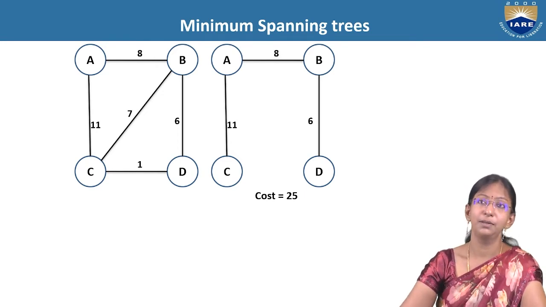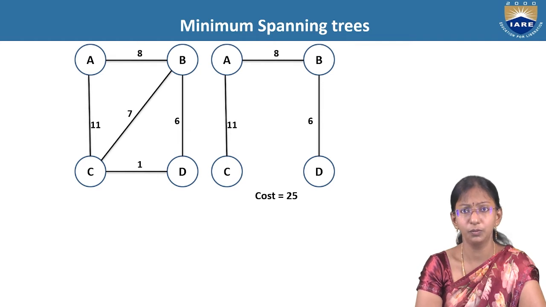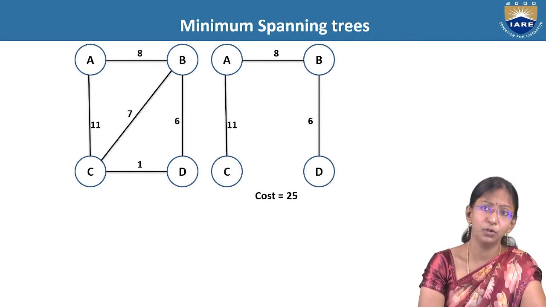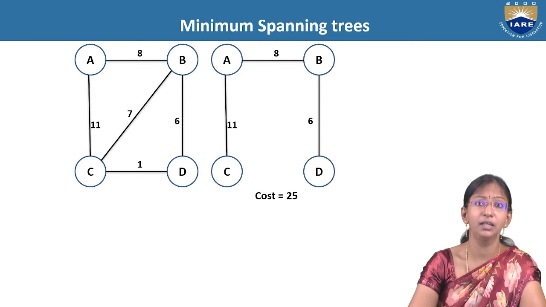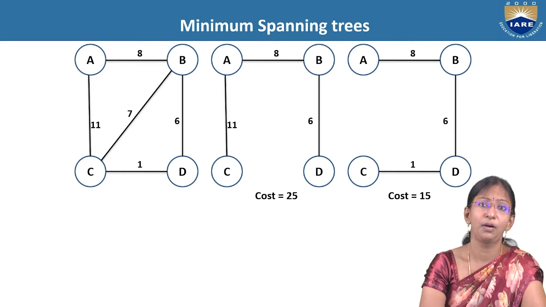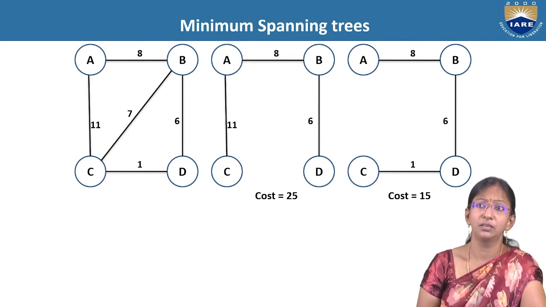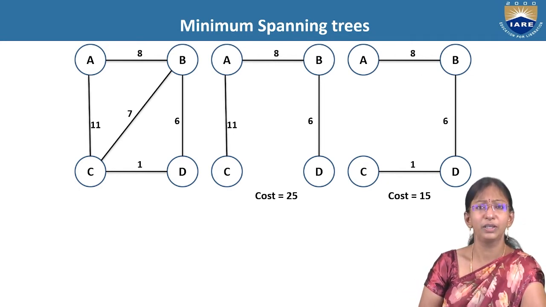Come back to our minimum spanning tree concept. So the total cost is 25. So is it the minimum cost? Can't you have any other spanning tree which is having a minimum cost? Have a look at this one. I started traveling from A. So I went to B, B to D, D to C. What are the weights? 8 plus 1 plus 6, which is 15. You can see that 15 is far lesser than 25.